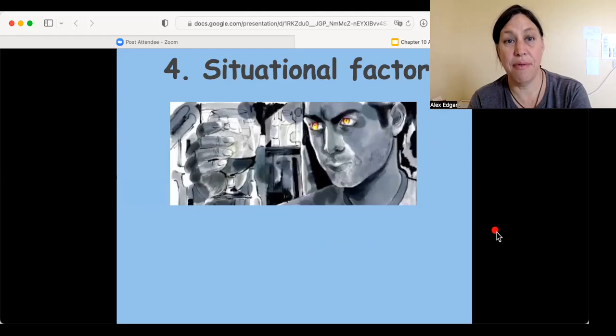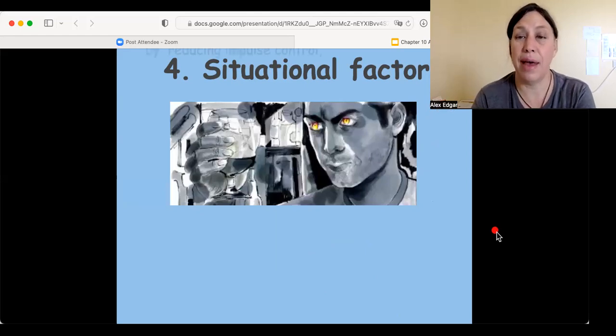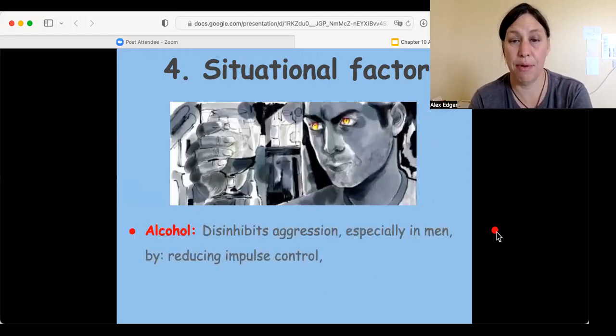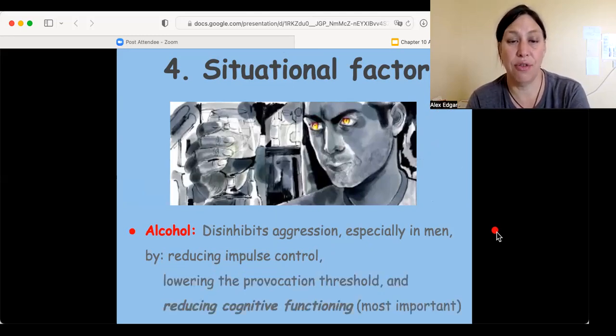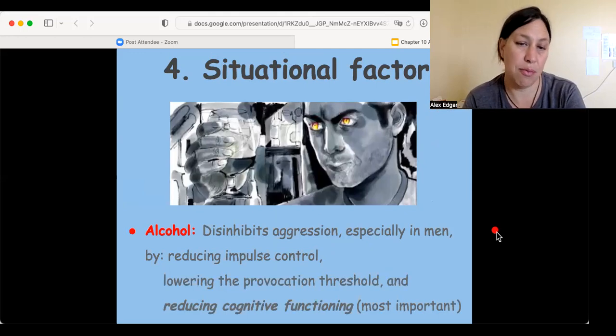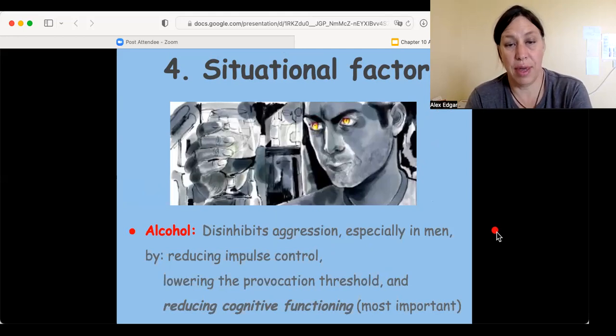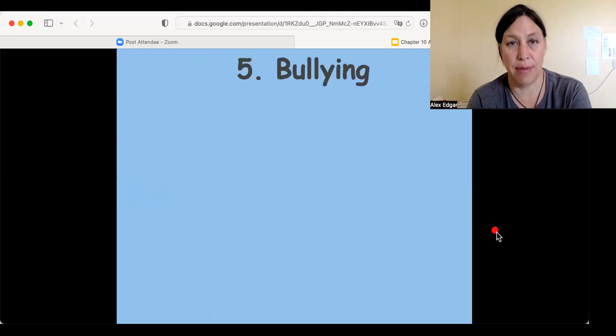Okay, another very, very, very important situational factor is alcohol. Alcohol makes people grumpy because it reduces impulse control. So they're irritable, okay? It also makes people mean because it lowers the provocation threshold. Well, that's the other way around. Mean reduces impulse control. Grumpy lowers the provocation threshold. And dumb, most important factor, can't think straight, thinks everybody's their enemy, etc.